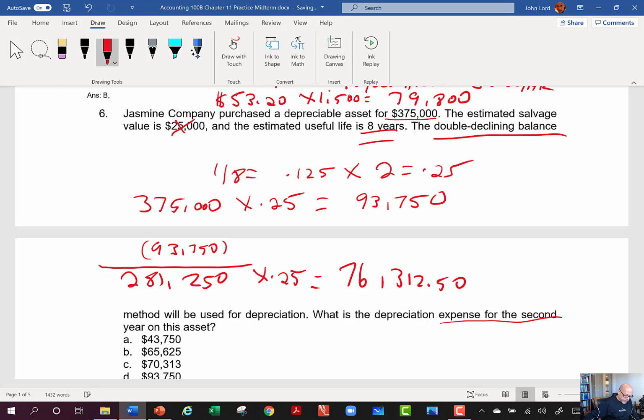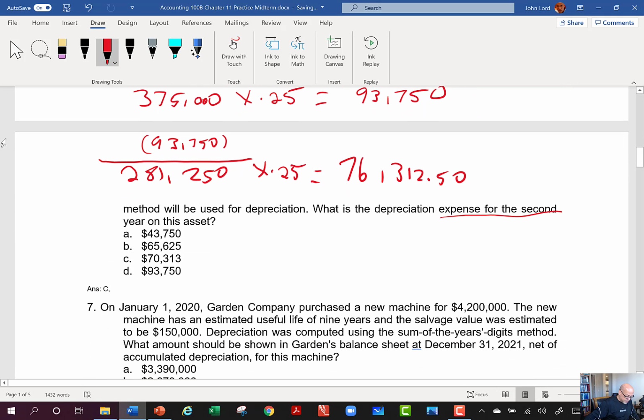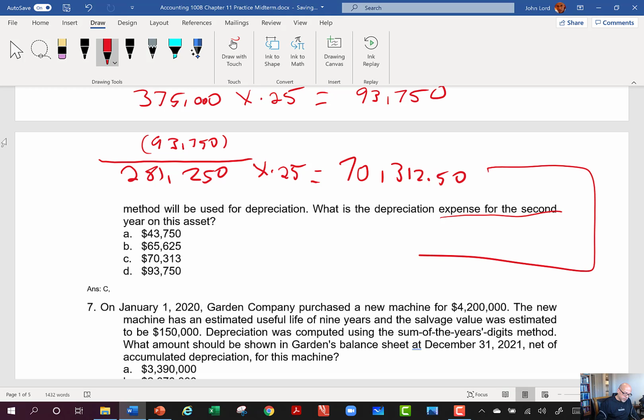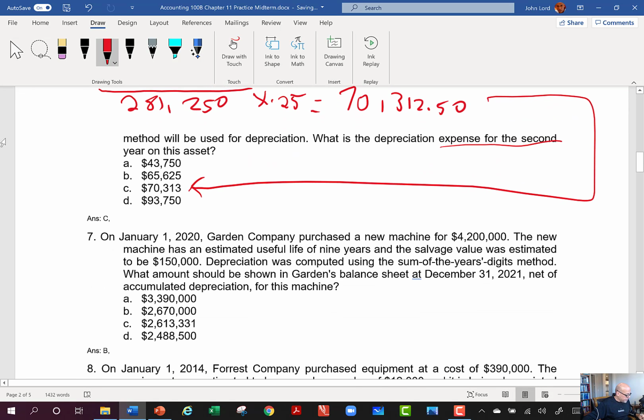I get $76,312.50. Please, God, let that be one of the choices. And it is not, because I can't read my own writing. It's not 76, John. It is 70,312. My sixes sometimes look like zeros, or my zeros look like sixes sometimes. Okay, good, so we're good there. All right, so I think you're getting this sense as to how these depreciation type questions will go.